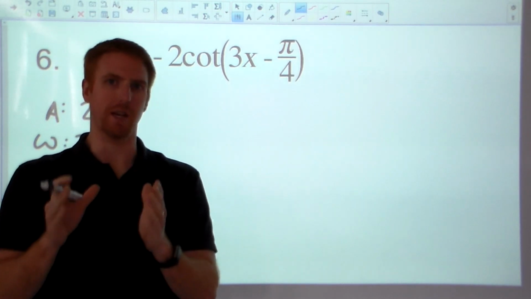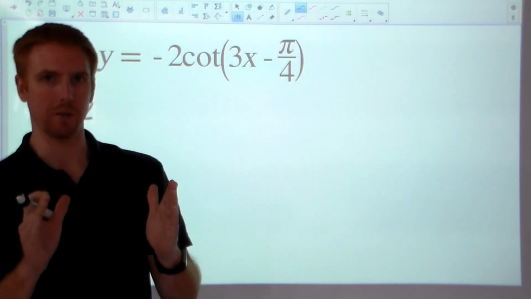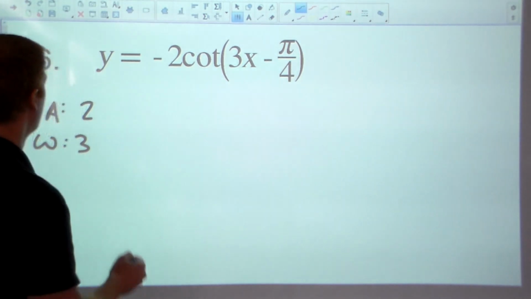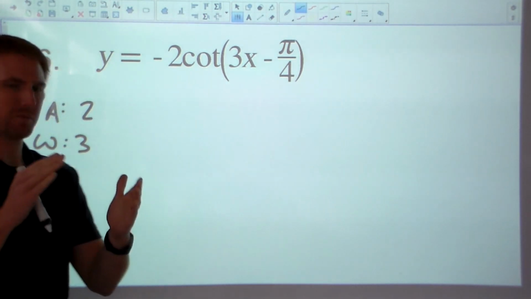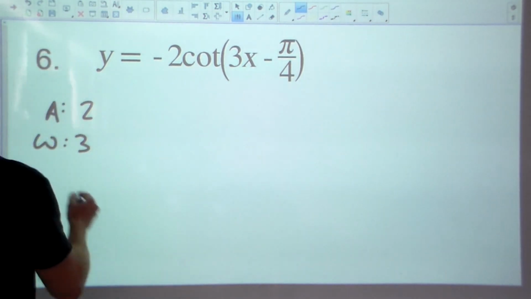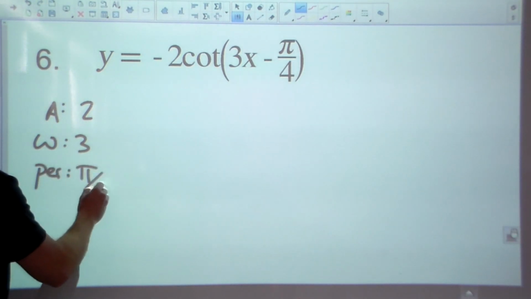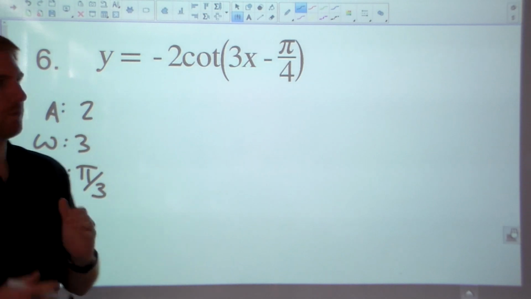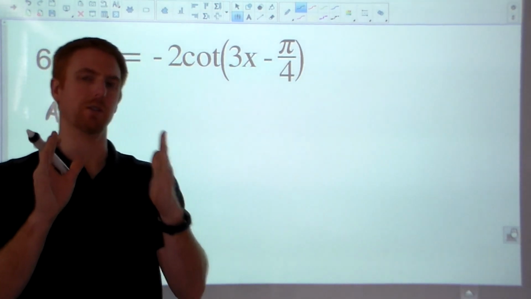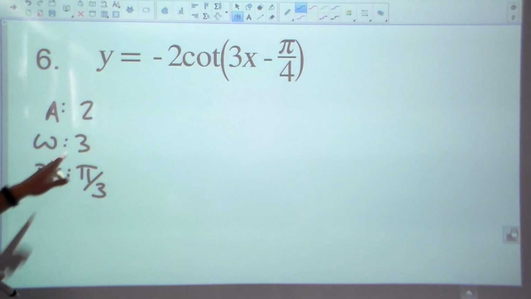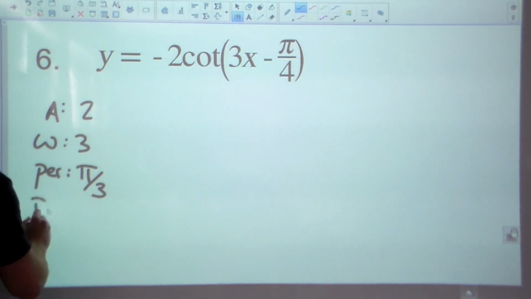Both of those, tangent and cotangent, take pi radians to do one full cycle, and then it starts over. It doesn't look like a wave, but it's between the asymptotes. Think about it that way. So the period only takes pi radians to do one cycle, but we're going to get 3 full cycles in that normal time period, so we're dividing that by 3, divided by frequency. And then finally, phase shift.